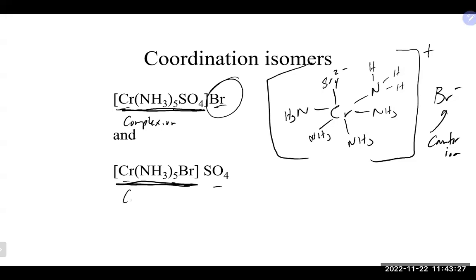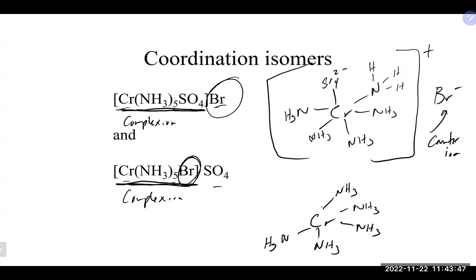Down here, when we look at our complex ion part, we once again have the chromium in the middle. We have our 5 NH3s, 2, 3, 4, and 5. But in this case, the bromine is directly attached and part of the complex ion, which is going to give us a +2 overall charge. And here it is the sulfate that is going to act as our counter ion in this particular case.